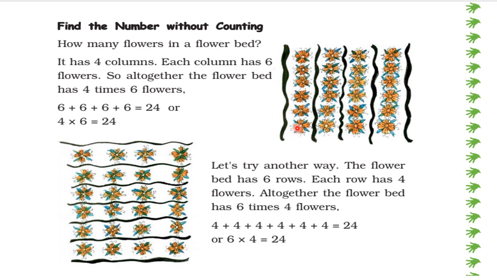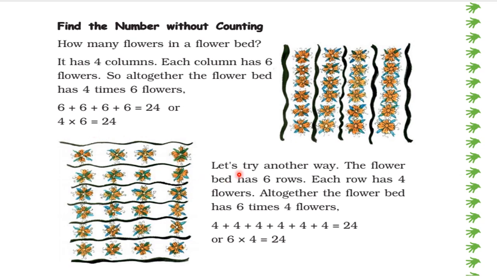Okay? So, in each column, 6 flowers are there. And how many columns are there? 1, 2, 3 and 4. Okay? 4 columns are there and in each column 6 flowers are there. So 6 plus 6 plus 6 plus 6 is equal to 24. We are adding the number 6 repeatedly, so we can write it in multiplication. We are writing it 4 times. So 4 times 6 is equal to 24. 4 multiplied by 6 is equal to 24.